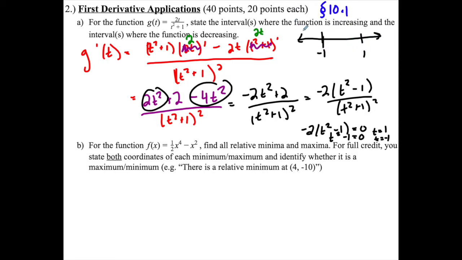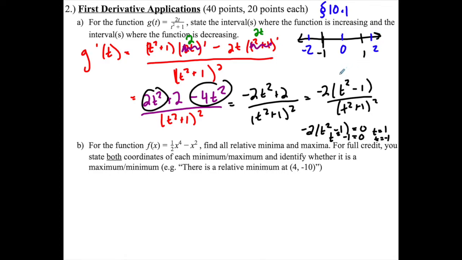So I've got basically 3 intervals, right? Before negative 1, in between negative 1 and 1, and after 1. So I'm going to choose my test points right now. I'm going to choose 0. I'm going to choose negative 2. I'm going to choose 2.